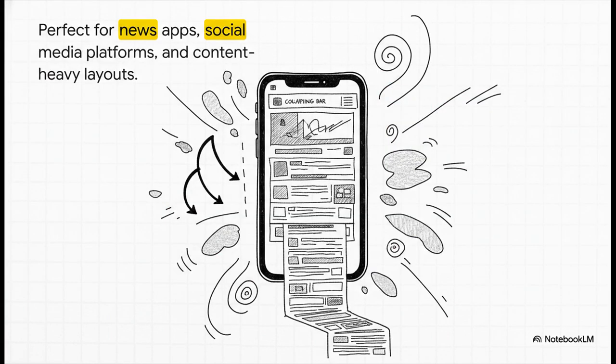So where do you see these superpowers out in the wild? Well, its ideal habitat is in any app that's heavy on content. Think about your favorite news app or a social media feed like Twitter or Instagram, or really any platform where you're just scrolling through these long lists. The sliver app bar makes that whole experience feel smooth and so much more visually engaging.